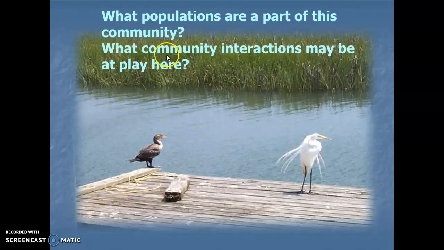Now, if you look at this, it says what community interactions may be at play here. So, could there be some type of symbiosis going on here? Probably. When I look at this, though, I think of maybe some type of predation situation. So, we know that there's definitely fish in here. So, I could just see this big guy here just flopping down into this water and picking him up a nice little fish to have for lunch.